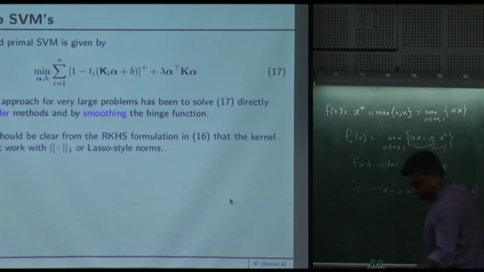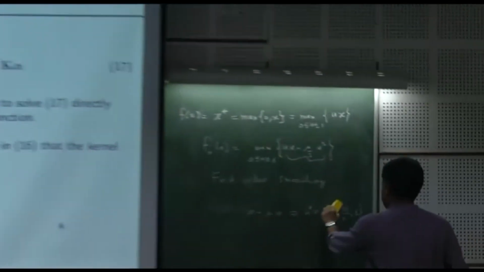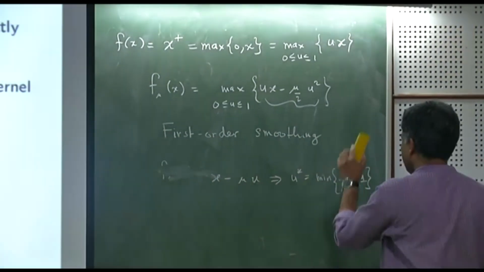No, that's fine. It'll turn out to be just x over mu and 1.